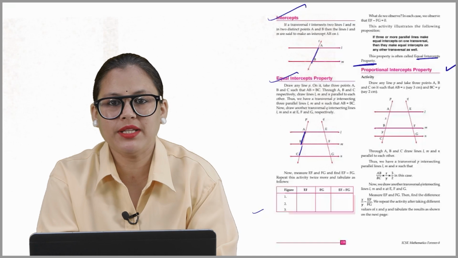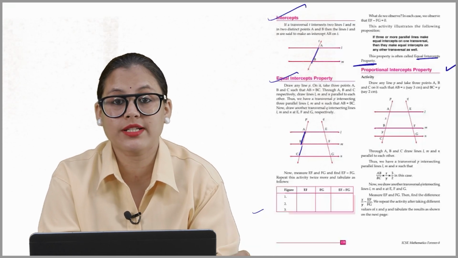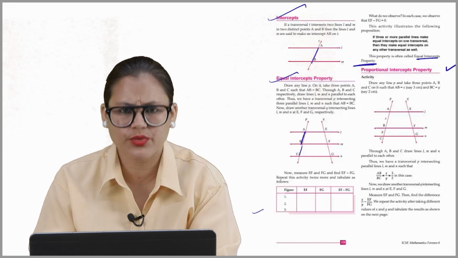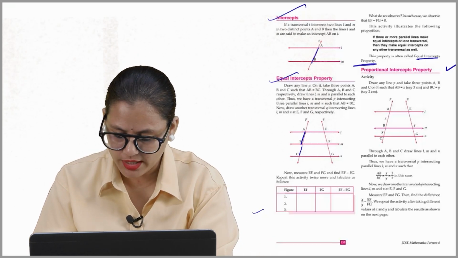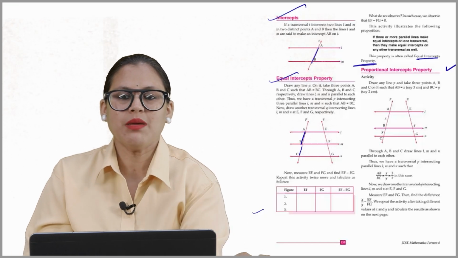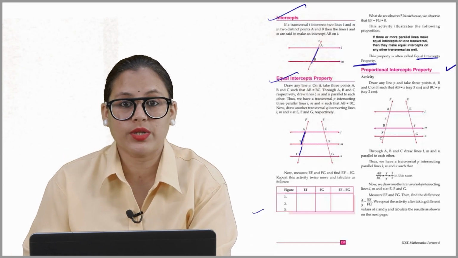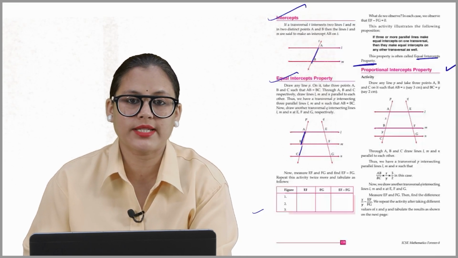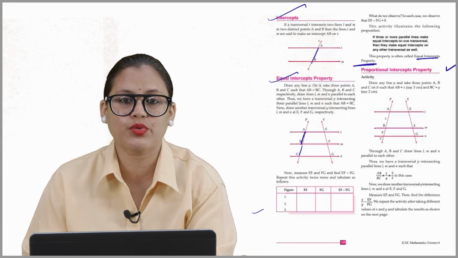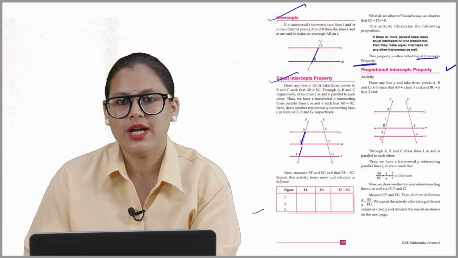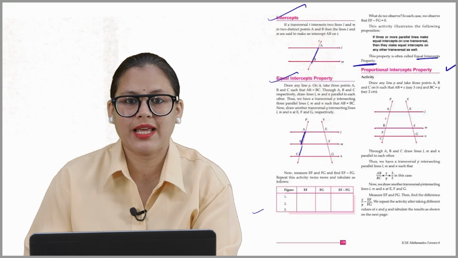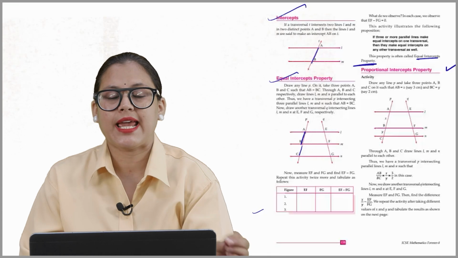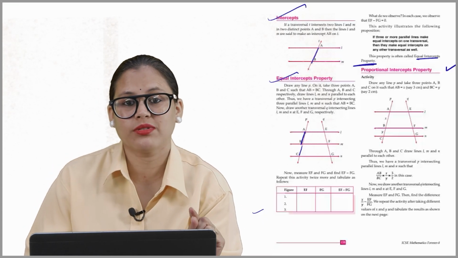Activity. Draw any line P and take 3 points A, B and C on it such that AB is equal to X, given here as say 3 centimeter, and BC is equal to Y, which is 2 centimeter. Through A, B and C, draw lines L, M and N parallel to each other. Thus, we have a transversal P intersecting parallel lines L, M and N such that AB by BC is equal to X by Y, which is 3 by 2 in this case. Now, we draw another transversal Q intersecting lines L, M and N at E, F and G. Measure EF and FG, then find the difference, X by Y minus EF upon FG.